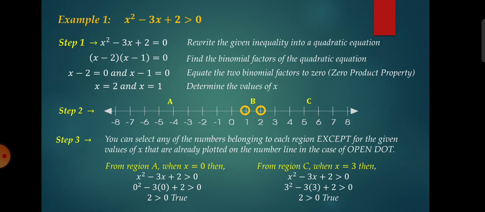Then minus 3 times 3. 3 times 3 is 9. So ganina, 9 minus 9 is equal to 0. So nawagtang na. Nabilin, 2 na lang, greater than 0. And 2 is greater than 0. So that is true. So therefore, ang possible value of x nga naa sa region B, which is between 1 and 2, is false.